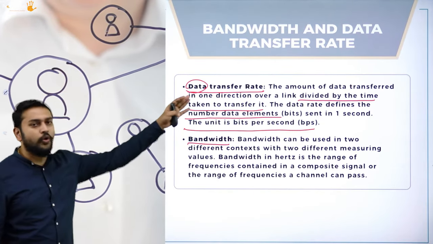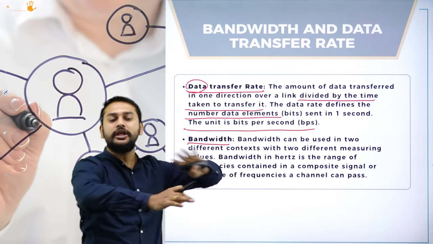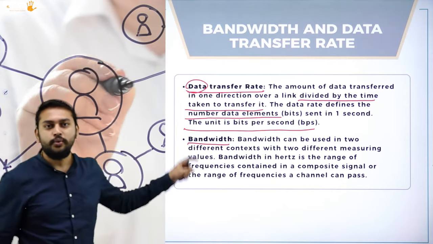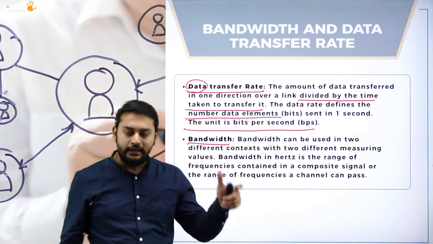So fine, we understood what data transfer rate is. It is how many bits you are trying to transmit in one direction in a link per second that we calculate as the data transfer rate.